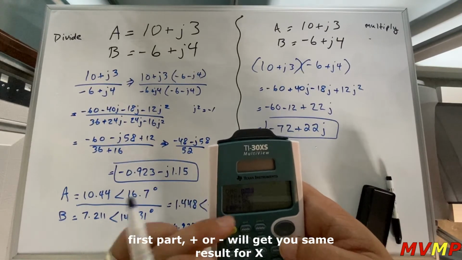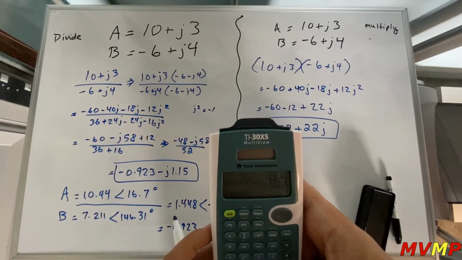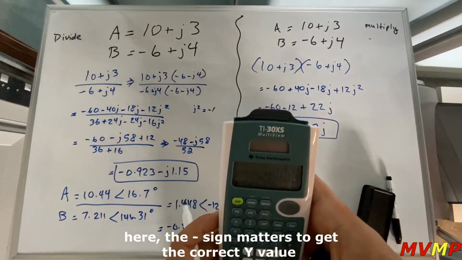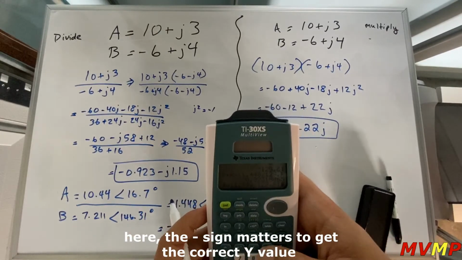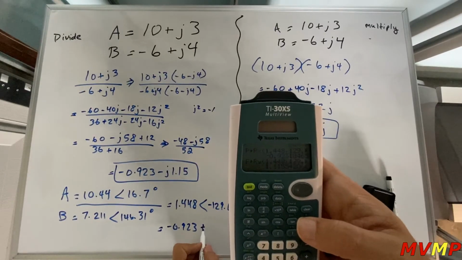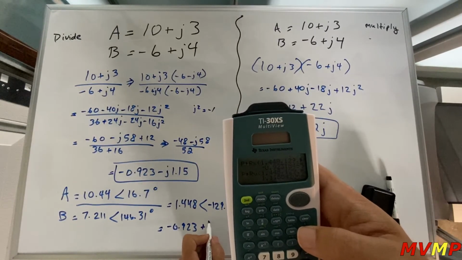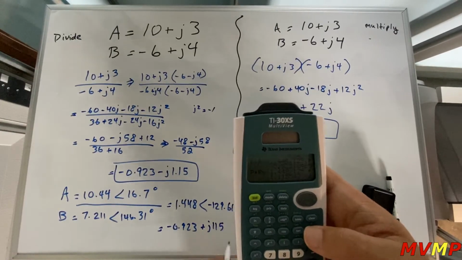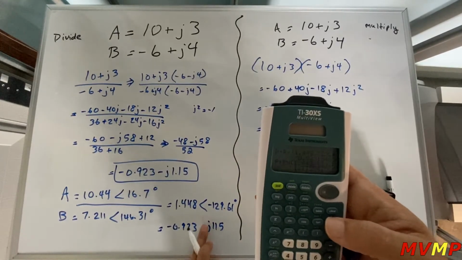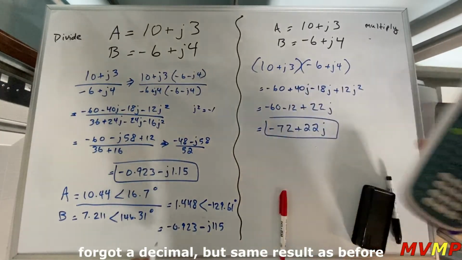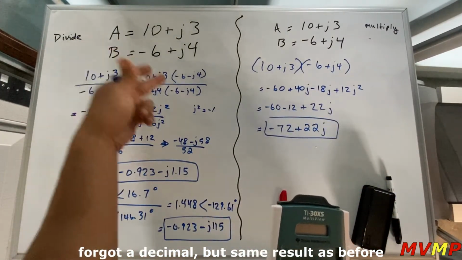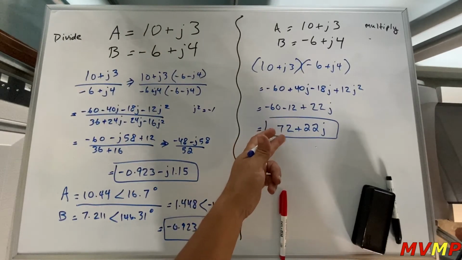This time you choose the Y value and you put the same 1.448, comma, 129.61. There you go. J 1.115. But we know that we didn't put the negative sign, so over here it's just minus. That's how you do it through the calculator, converting it from rectangular to polar, and then you can do the same for this one.